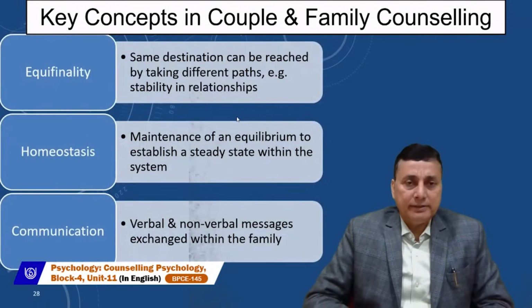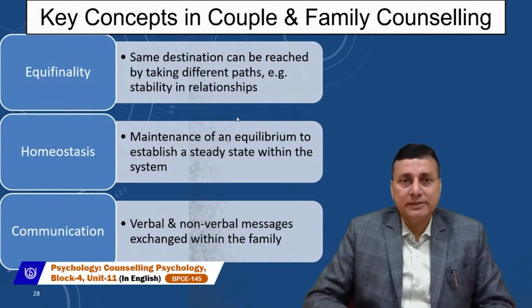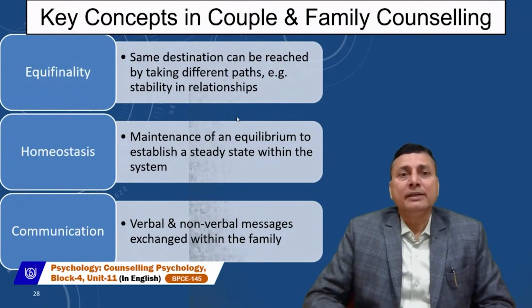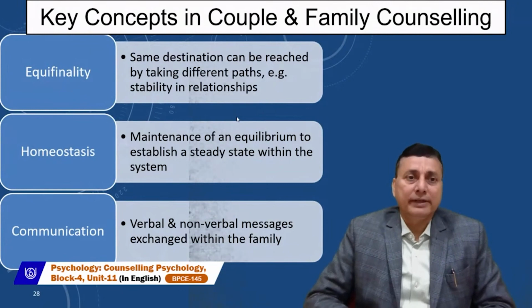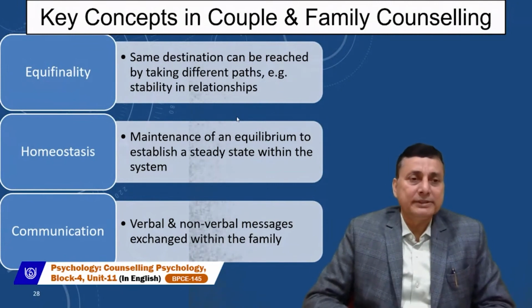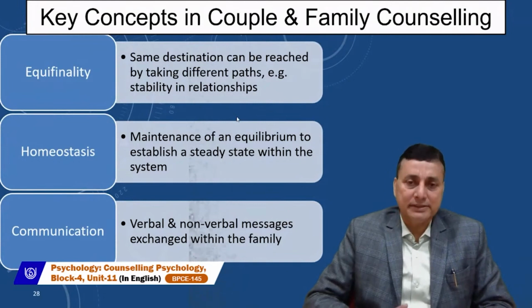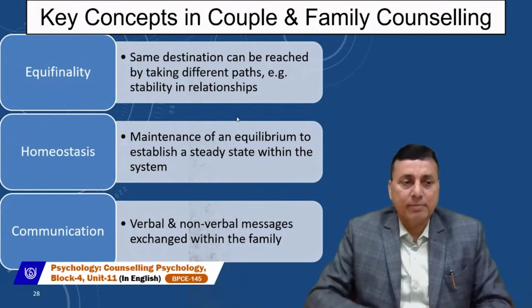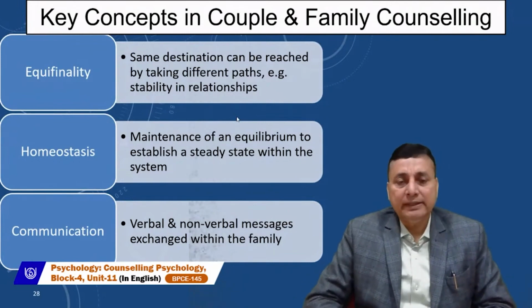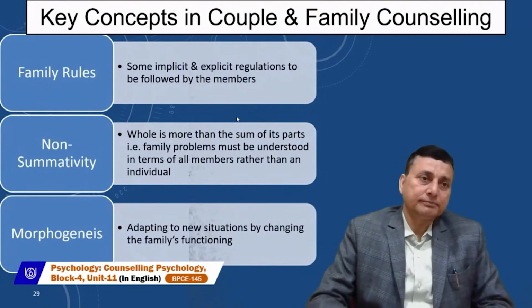Equifinality, like the same destination can be reached by taking different paths, for example, stability in relationships. Homeostasis, maintenance of an equilibrium to establish a steady state within the system. System is the family system. Communication, verbal and non-verbal messages exchanged within the family.